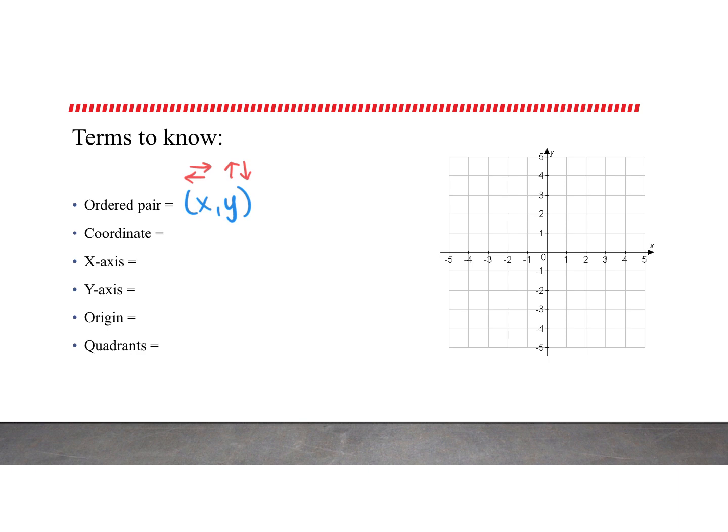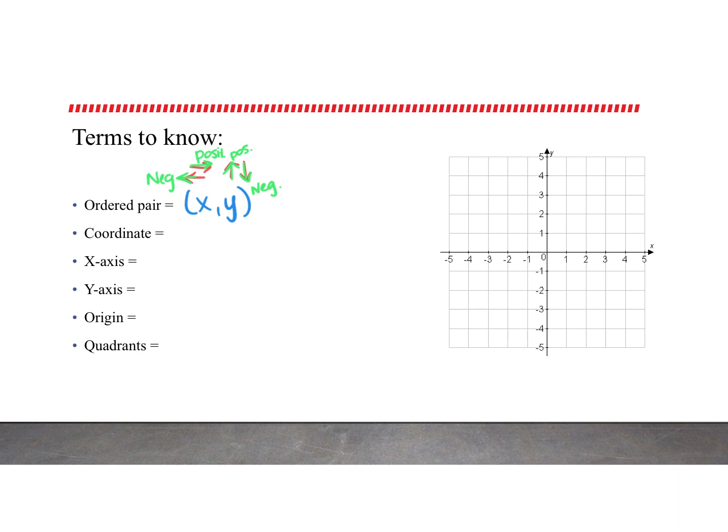Now, how we know which direction we move is based on positives and negatives. So if our x value is negative, we go to the left. And if it is positive, we go to the right. Positive goes that way, negative goes that way. For our y value, if it is positive, we move up. And if it is negative, we move down. And we will practice that in just a moment.